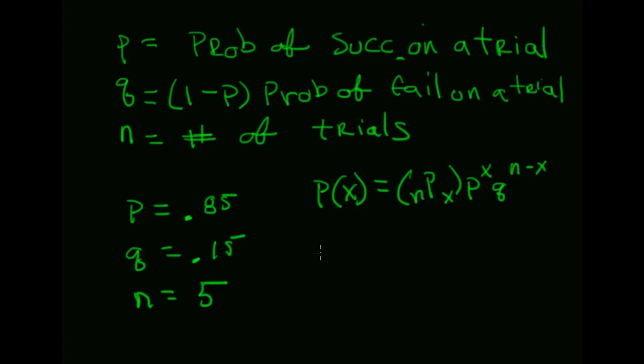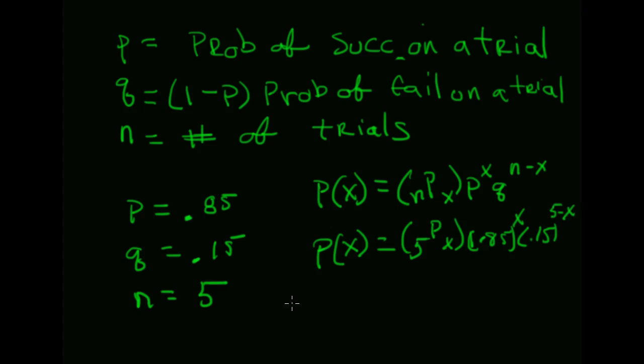So in our experiment, the probability of getting X successes would be, well, let's see, there's going to be 5 trials, right? And we're going to choose X people. And that's 0.85, my probability of success, to the X, times 0.15, the probability of failure, to the 5 minus X. Okay, so let's say I wanted to know the probability of 3 people getting success, right? This is 5 permute 3.